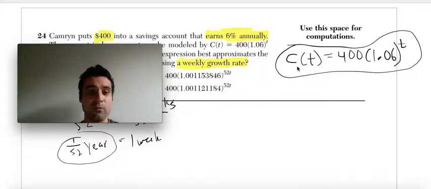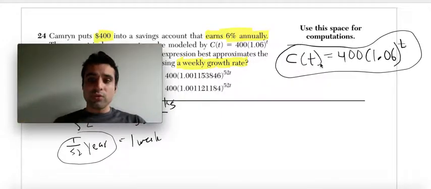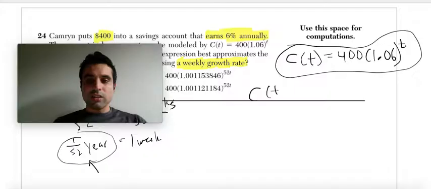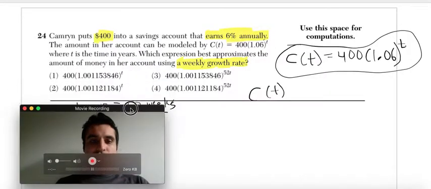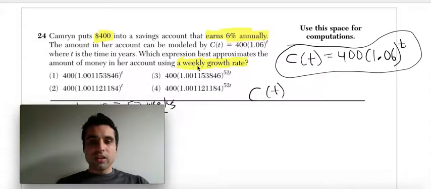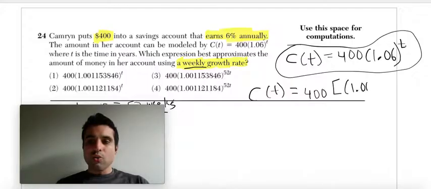If I want a month, that's 1/12 of a year, t equals 1/12. But in 1 week, I just raise to the 1 over 52 power. So C of t, see how we did not change the variable t? The equation should be equivalent to this, or approximately. So it starts with 400, that's not going to change. But in parentheses, I want 1.06. What power do I raise it to in a week? To the 1 over 52 power.